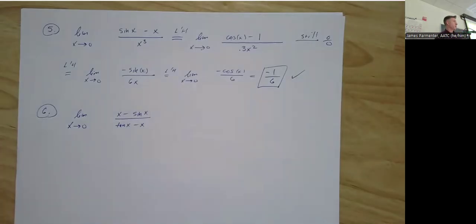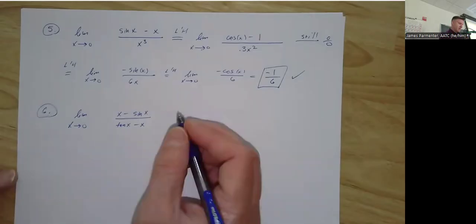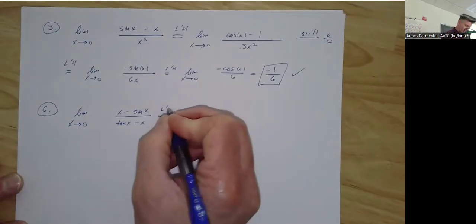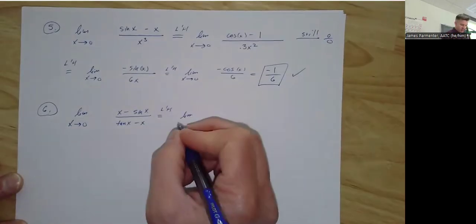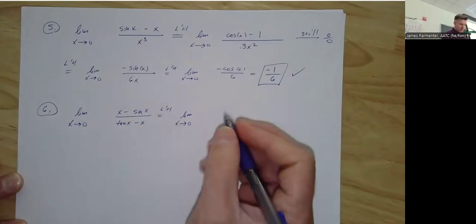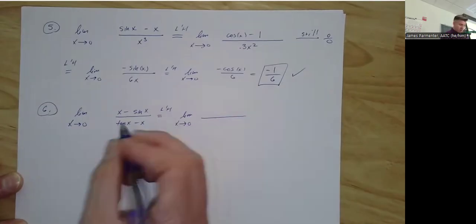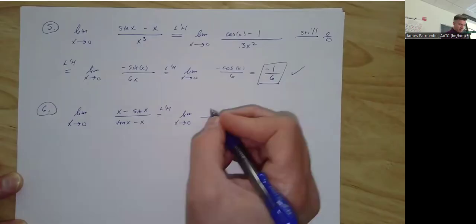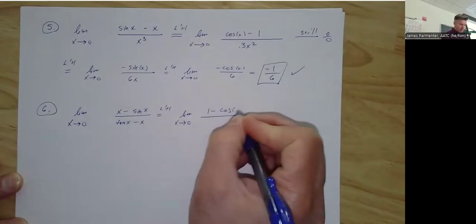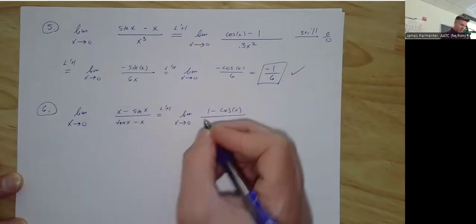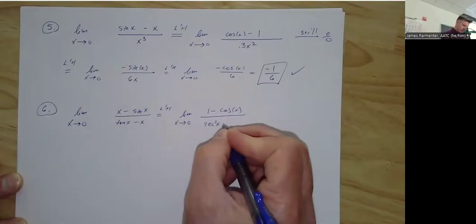Interesting. Tangent of 0 is 0. So this is definitely a 0 over 0 type. So let's see what happens here, because there's something specific to be learned here. If we use L'Hopital's rule one time, the derivative of the top is going to be 1 minus cosine of x. The derivative of the bottom is going to be secant squared x minus 1.